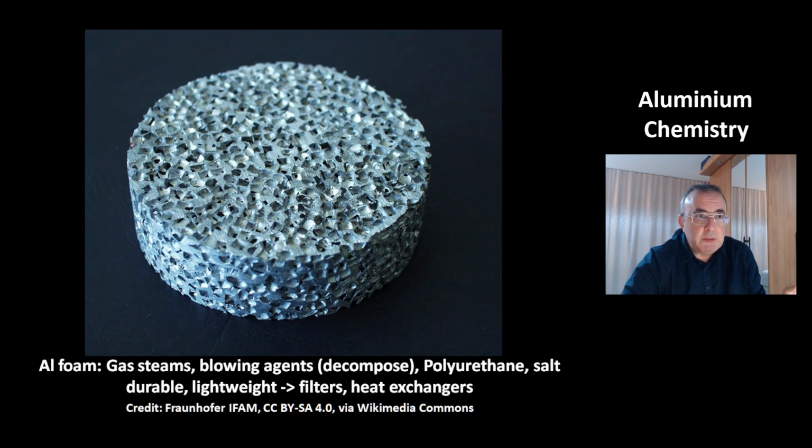Aluminium foam can be made in different ways. You can use gas steams or blowing agents which decompose, or polyurethane, which burns during the process, or salt. Its advantages are it is durable and lightweight. Applications are, for example, for filters and heat exchangers.